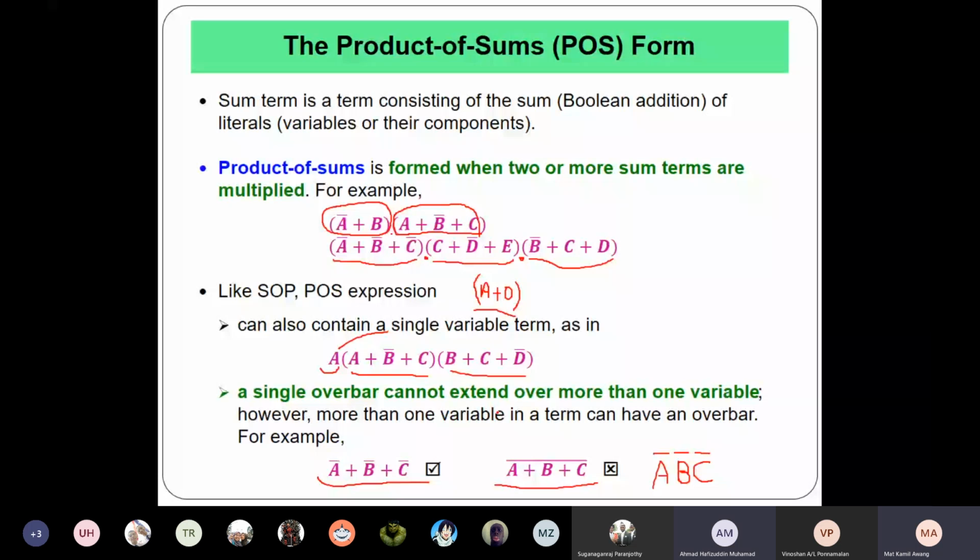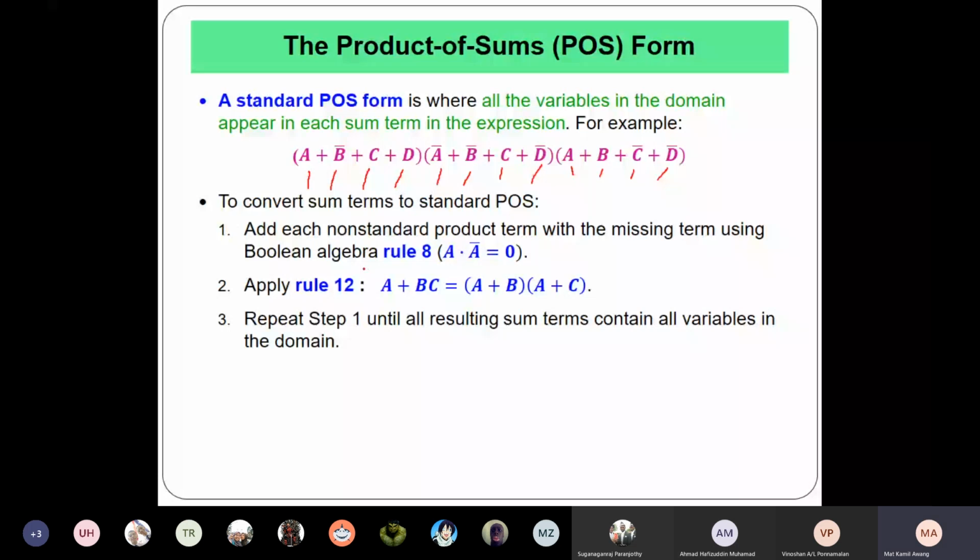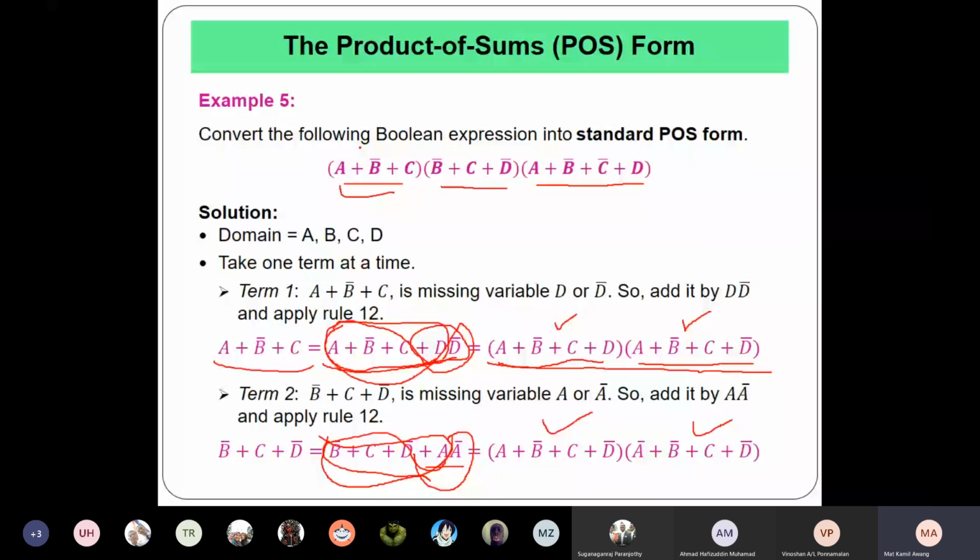It's a non-standard form. For example, like this. This is a non-standard form because it does not include all the domains. These are non-standard forms. The standard form is when you have all the domains. For example, like this. This is a standard form because you have all the domains: A, B, C, and D. All the four domains. So this process is for you to convert from non-standard to a standard form.